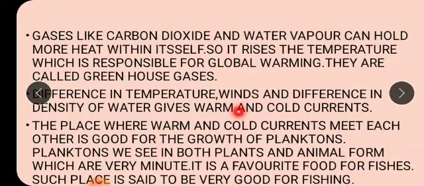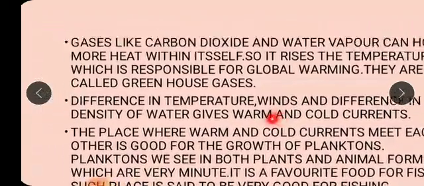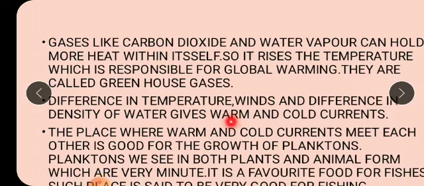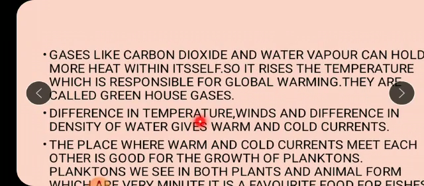Now difference in temperature, winds and difference in density of water give warm and cold currents. In the ocean, you will see two types of currents, warm currents and cold ocean currents. Okay, when the warm wind moves towards the cold wind, it increases the temperature, and when cold wind moves towards the warm wind, it is responsible for giving the cold currents. So warm and cold ocean currents. Why do you get these warm and cold ocean currents? Because of the difference in the temperature, sometimes high temperature, sometimes low temperature, winds.